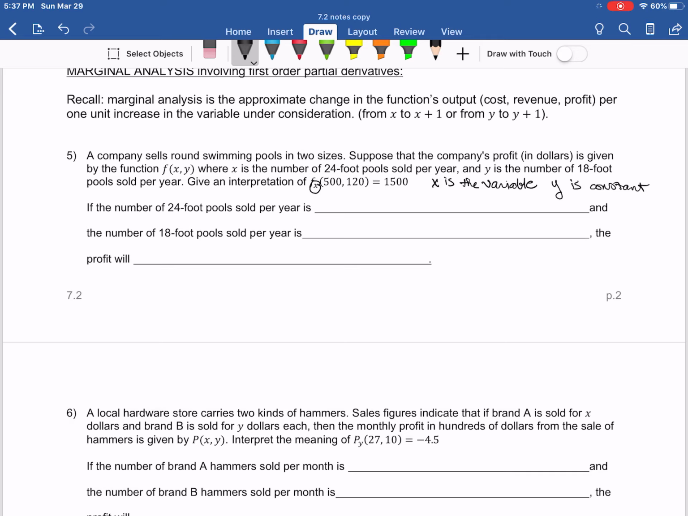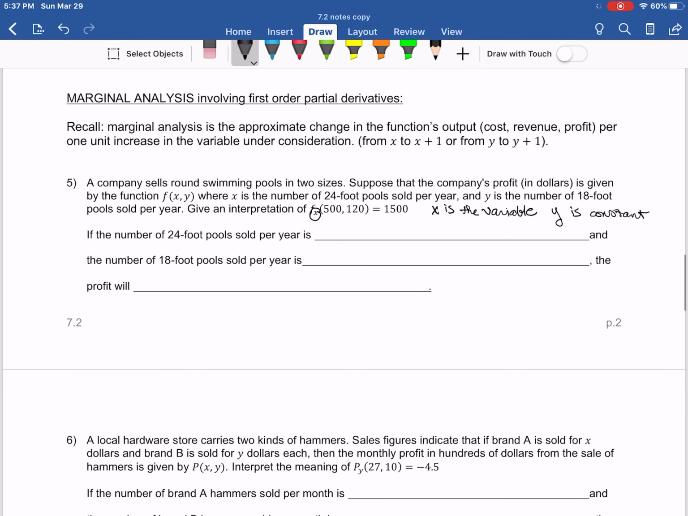Okay, so the interpretation is started for you. It says if the number of 24-foot pools sold per year is, what is it going to do? Is it going to go up, down, stay the same? The idea with marginal analysis that we learned about weeks ago is that your variable is going up by 1 unit. In this case, x is going up by 1 unit because you're told that this is the partial derivative with respect to x, which means x is your variable. X goes up by 1 unit, so we're going to mention that in our description.